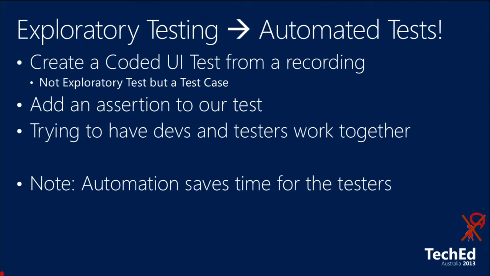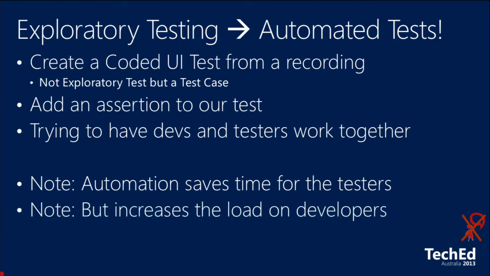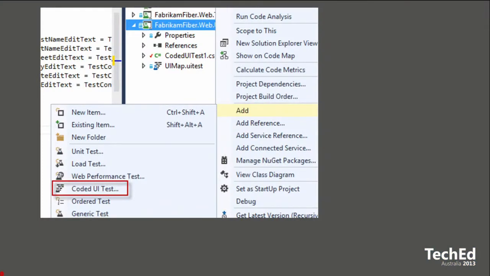Now, if you follow this process, you are going to be increasing your automation, which saves time for the testers. And that's a good thing. If we can have the testers doing less stuff, that's good. But it increases the load on developers. It increases the load substantially, and that's a bad thing. So I just want to tell you these steps quickly: if the tester does what we just demoed and uses MTM for that, the dev now picks this up.